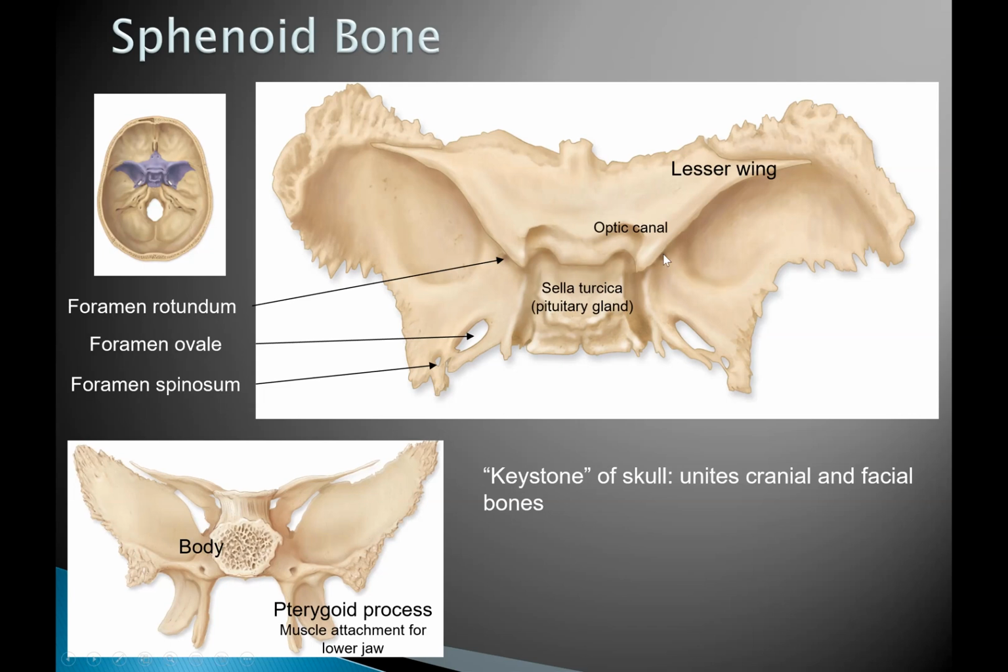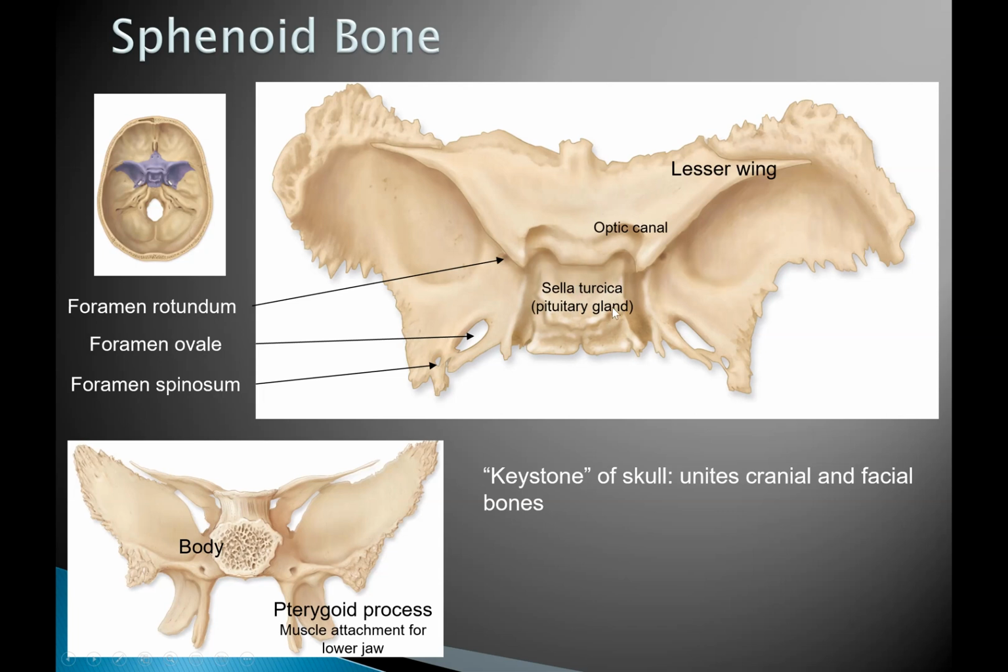There's a hole right there known as the optic canal. That is where your optic nerve goes through. Foramen rotundum, foramen ovale, foramen spinosum. Okay, all these holes have names. Rotundum, ovale, spinosum.